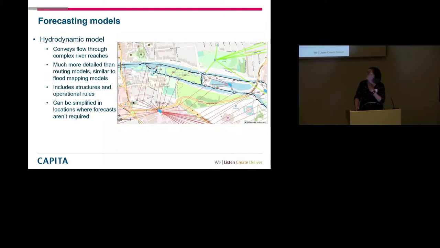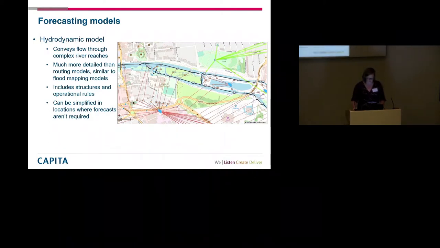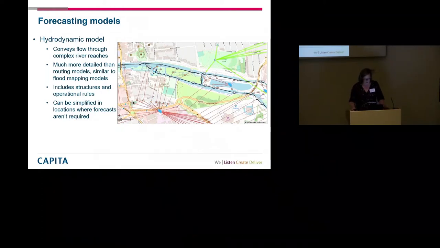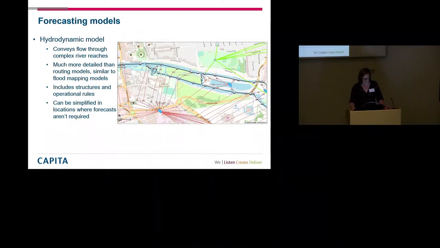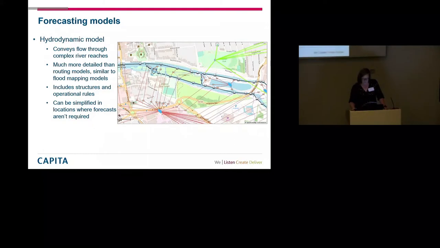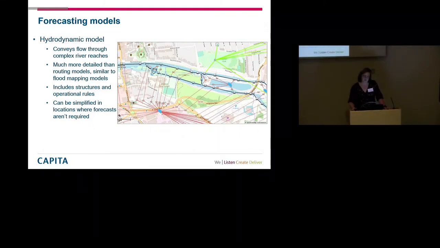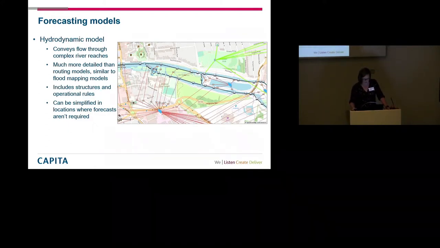Hydrodynamic models are what a lot of people will be working with. They're the most complex of forecasting models. They convey flow through complex river reaches, particularly where there are flow-influencing structures. They're very similar to those developed for flood mapping or optioneering, and they require significantly more detail than routing models. The models can be simplified in reaches where the forecasts aren't required, as long as the flow regime is still replicated. So you can have a hydrodynamic model which has defined reaches of routing sections, if that's suitable, but there might be some time-stepping implications on these models, as you can use adaptive time-stepping in the hydrodynamic, but routing models tend to need a fixed time-step.